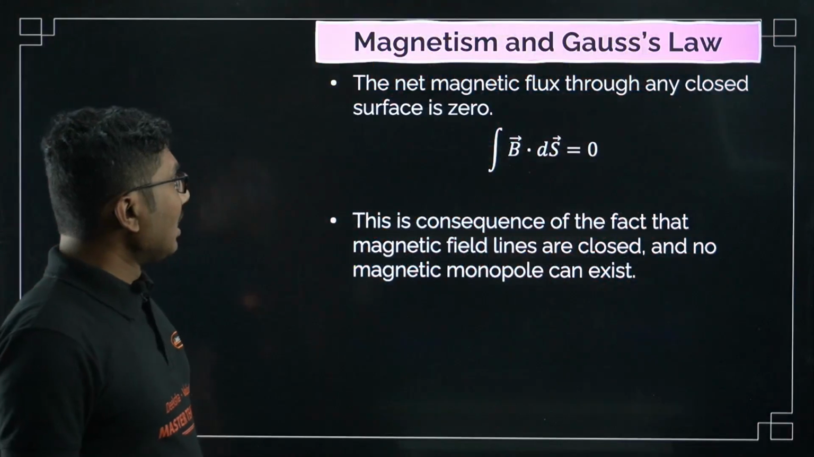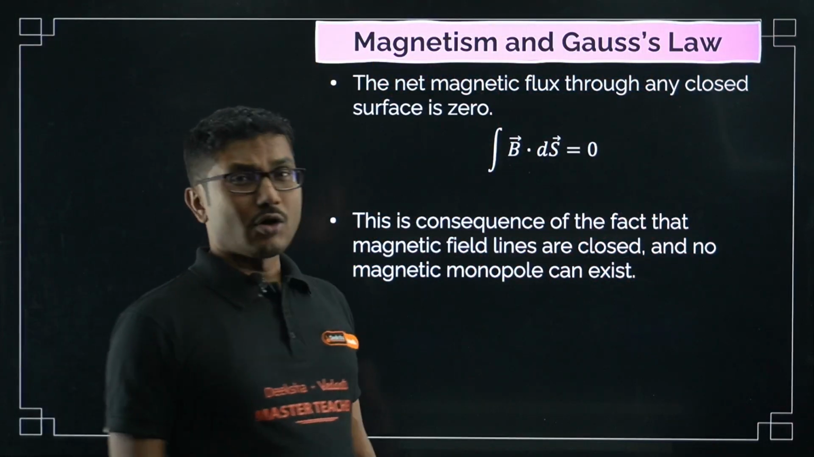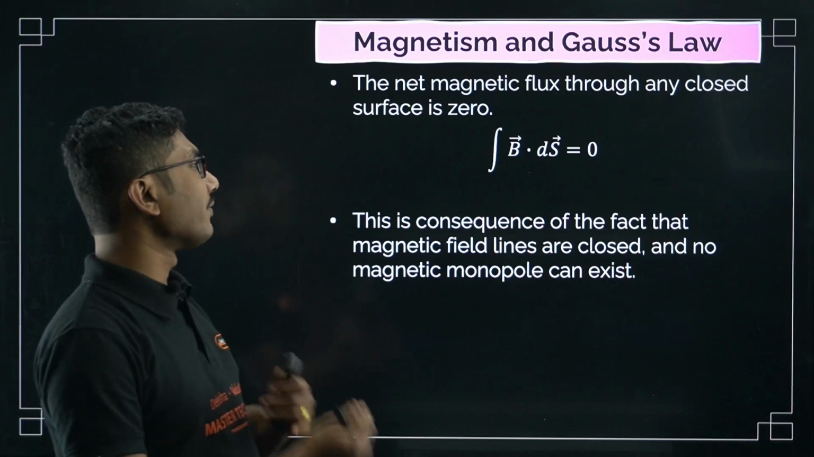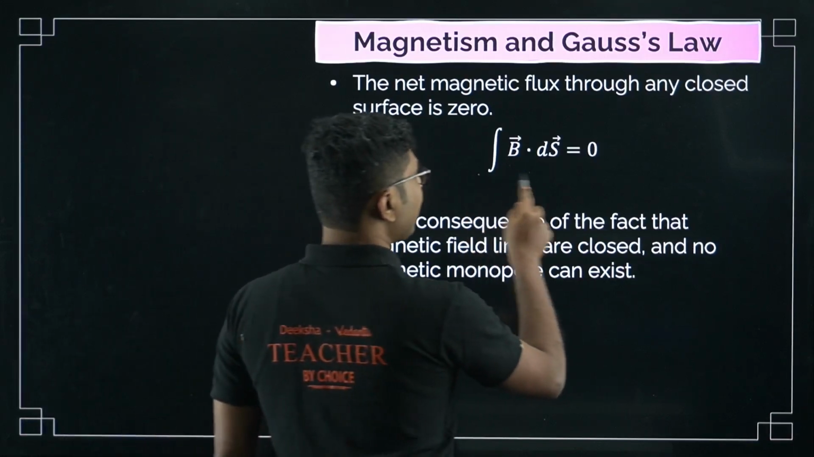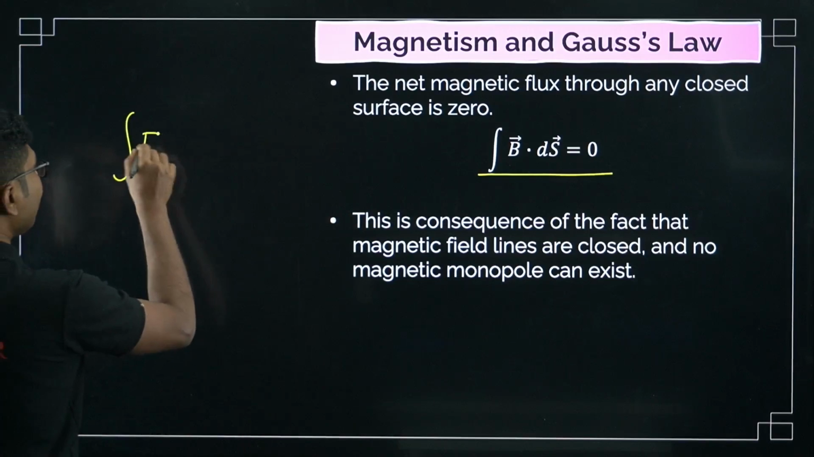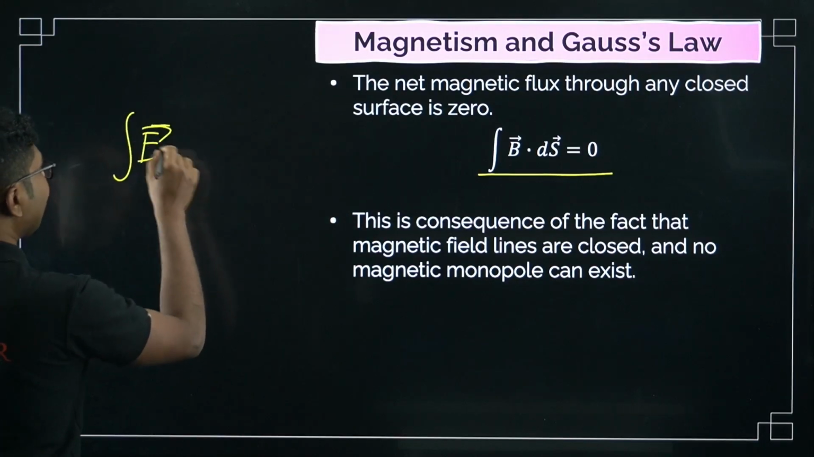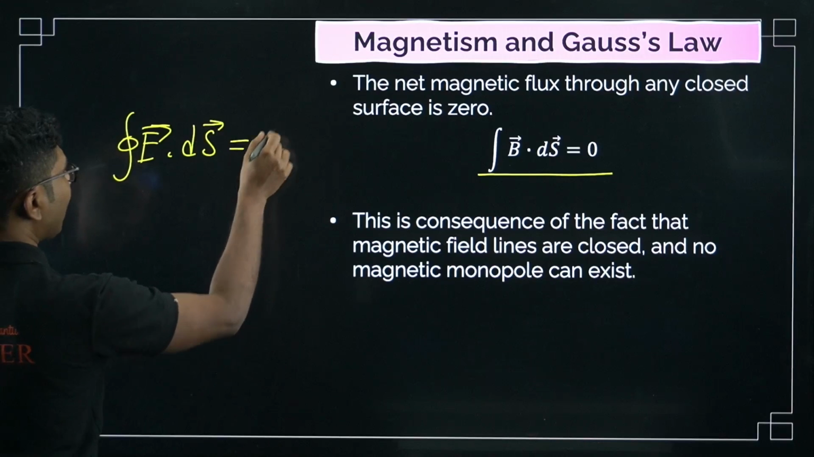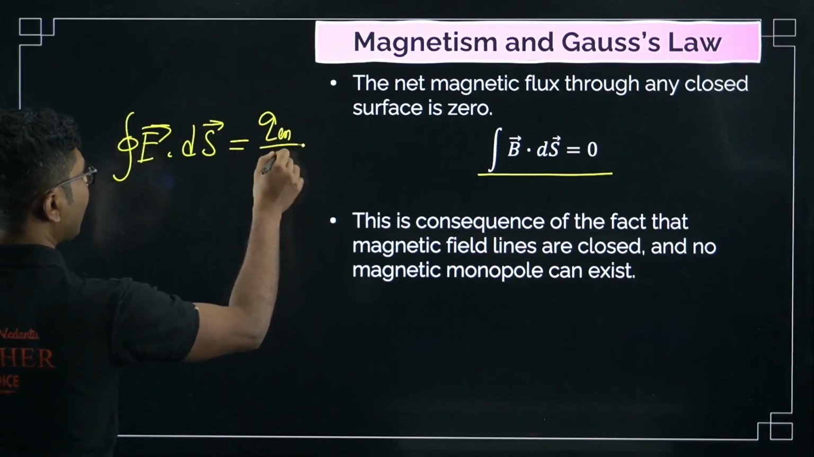Okay, now magnetism and Gauss's law. So the net magnetic flux through any closed surface is 0. So if you remember, in electrostatics we have learned that the electric field E dot ds was given by Q enclosed by epsilon naught.